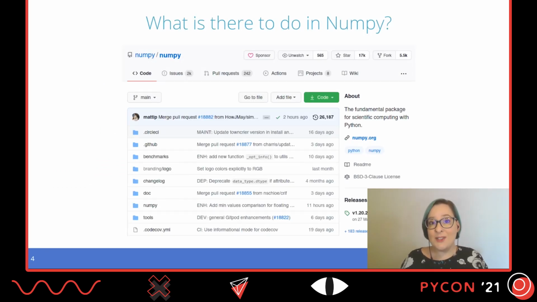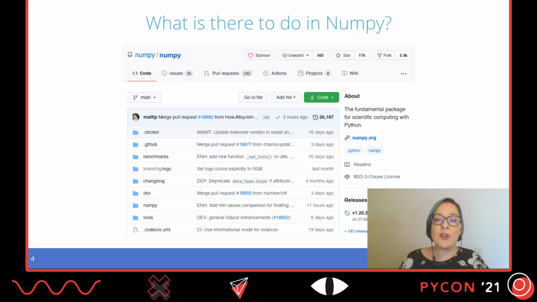So what is there to do in NumPy? It is such a big project and there are so many things to do. You can see a screenshot of the GitHub repo for NumPy, where it says that we have around 2,000 open issues and 242 open pull requests.